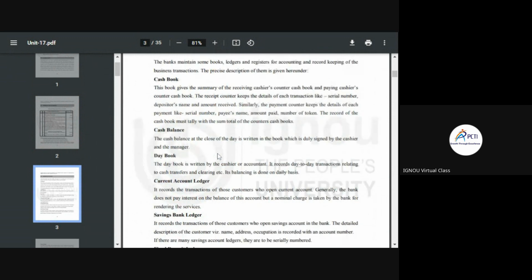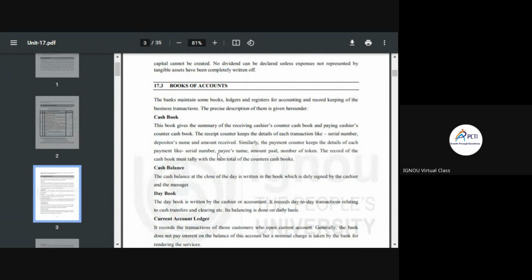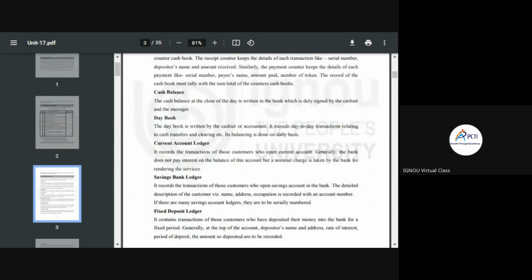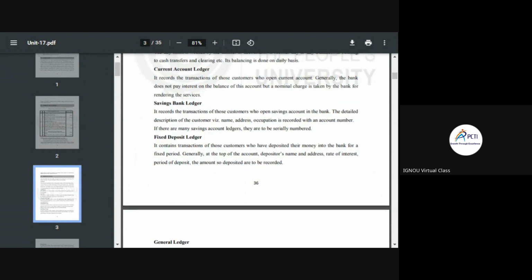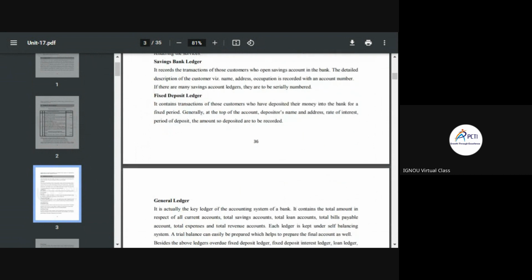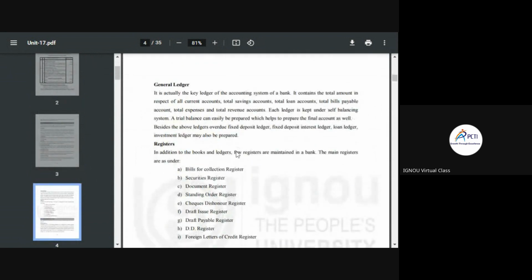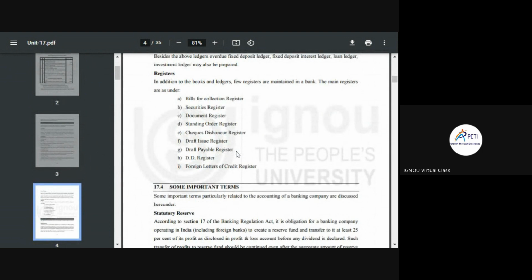So, basically, now we can see the books of account, that is the cash book, cash balance, day book, current account ledger, savings bank ledger, fixed deposit ledger, general ledger. Then we have the registers like bill for collection register, security register, document register, standing order register, cheque dishonor register, draft issue register, draft payable register, DD register, then foreign letter of credit register.